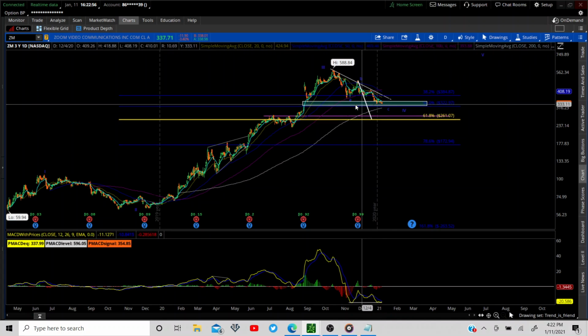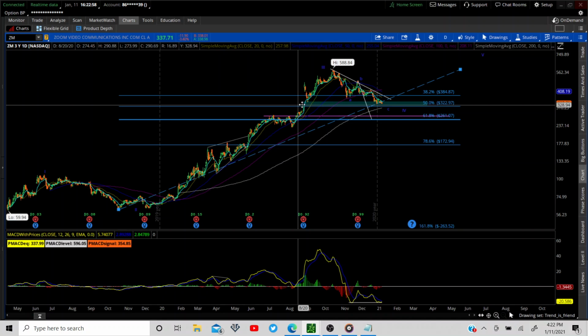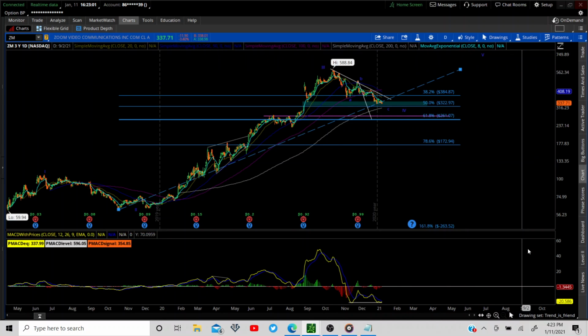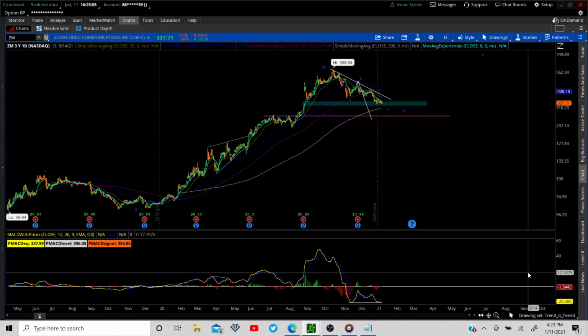There's a couple things going on here. We can look at the retracement. We simply use our retracement tool. I'll go ahead and do that for you.